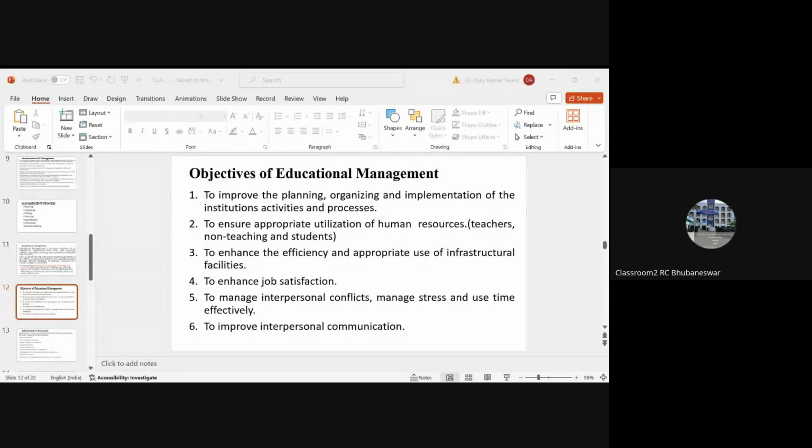Understood? Yes, sir. The supplementary materials have been issued, have been supplied to the schools for use, but they are kept in custody in the key lock. This is not right. To enhance the efficiency and appropriate use of infrastructural facilities, whatever infrastructure is available in your school must be used.